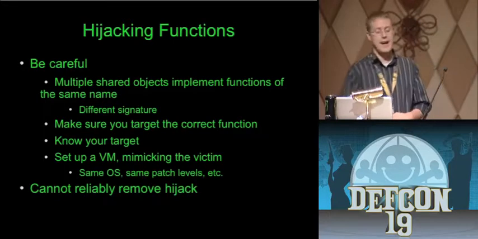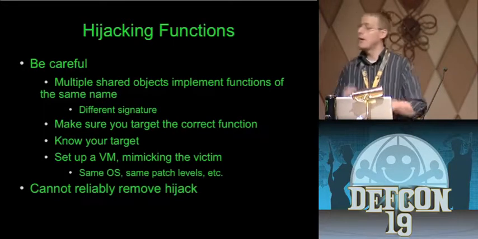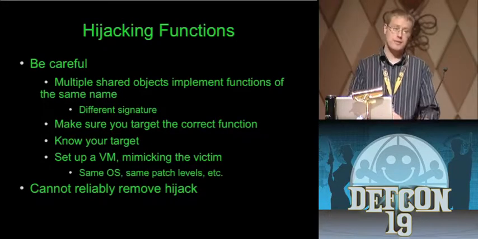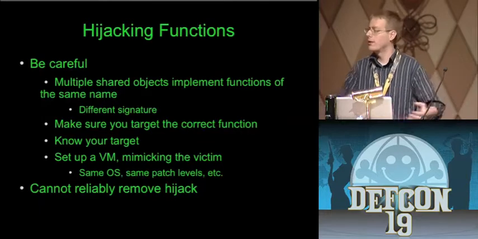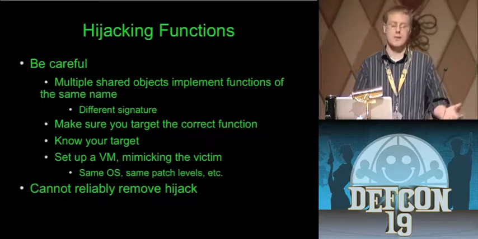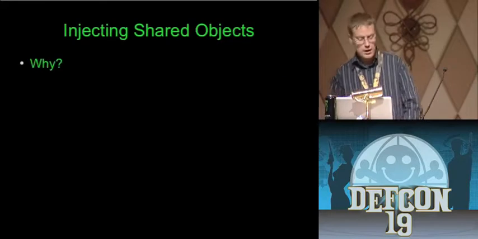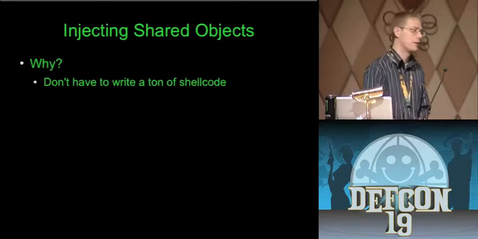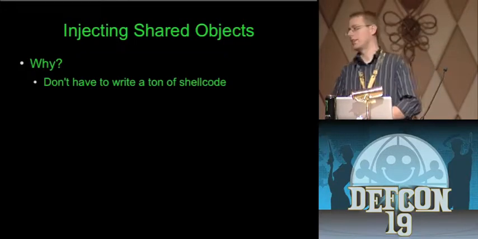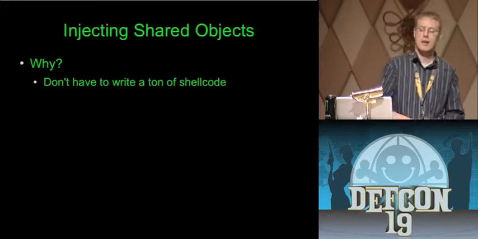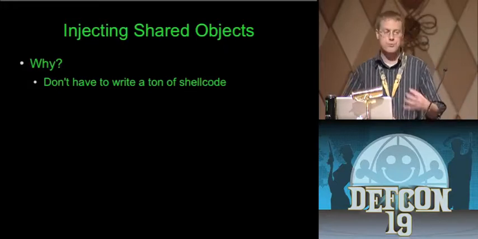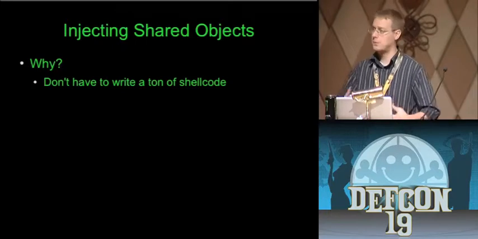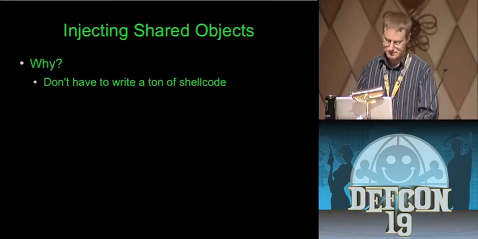Once you hijack, you cannot reliably remove a hijack because of the multiple shared object issue, because libc and libc++ can implement functions of the same name. So we want to be able to inject shared objects. And why do we want to do that? Because we don't want to have to write a ton of shellcode. Assembly is tedious. It is architecture dependent. It doesn't allow you to move as freely as you would like if you needed to pwn a lot of systems in a short amount of time.